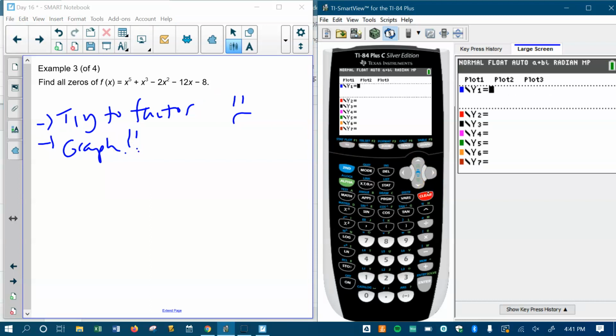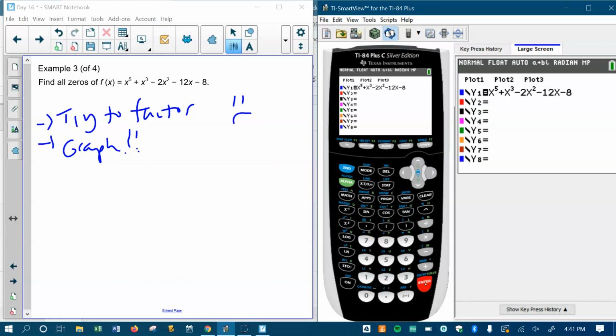I'm going to clear out anything that I have here. I'm going to go x to the 5th. I'm just going to type in what I have here, plus x cubed, and then minus 2x squared, and then minus 12x, and then minus 8, enter, and graph.